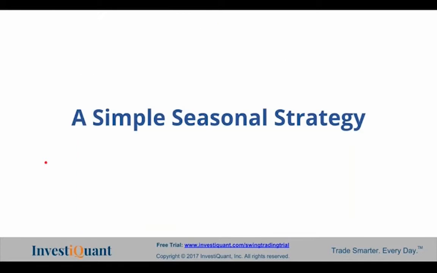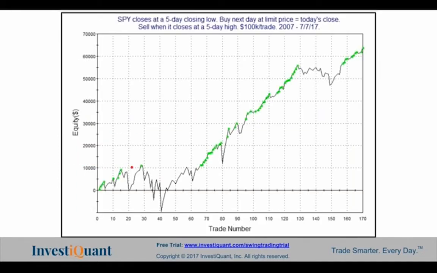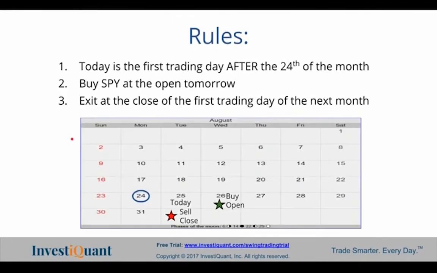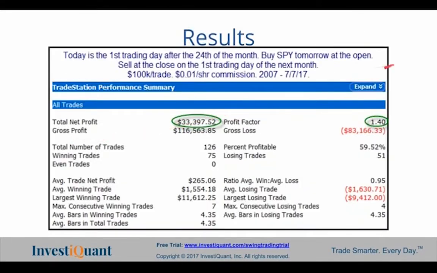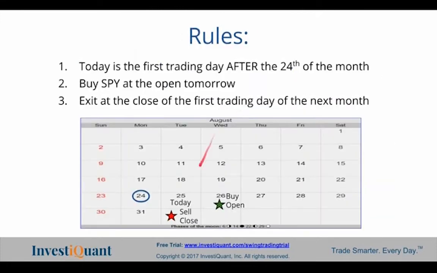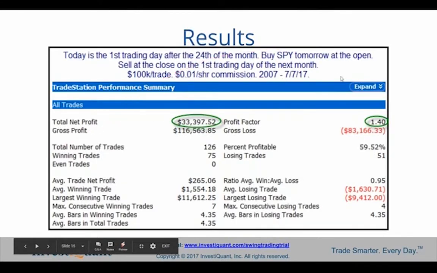What's this, 10,000, almost negative 10,000. So probably 20,000 in drawdown at its worst during that bear market. Okay, there's a simple seasonal system. Again, buying the first day after the 24th, exiting on the first day of the new month. Let's see how this has worked out over time.